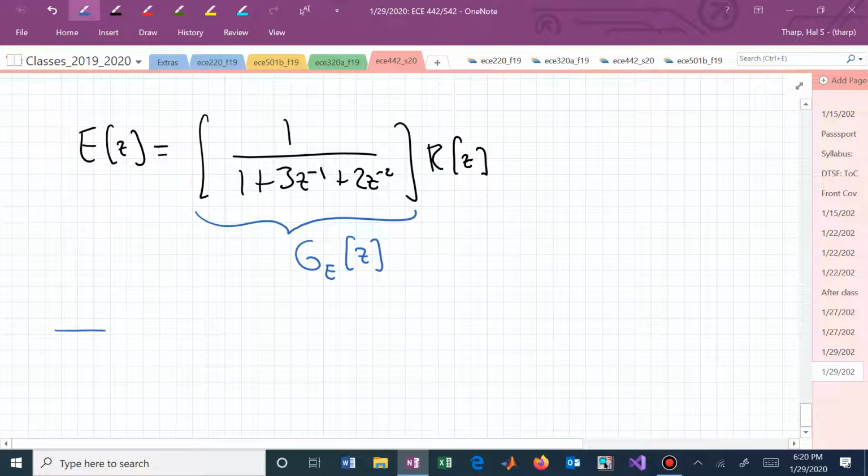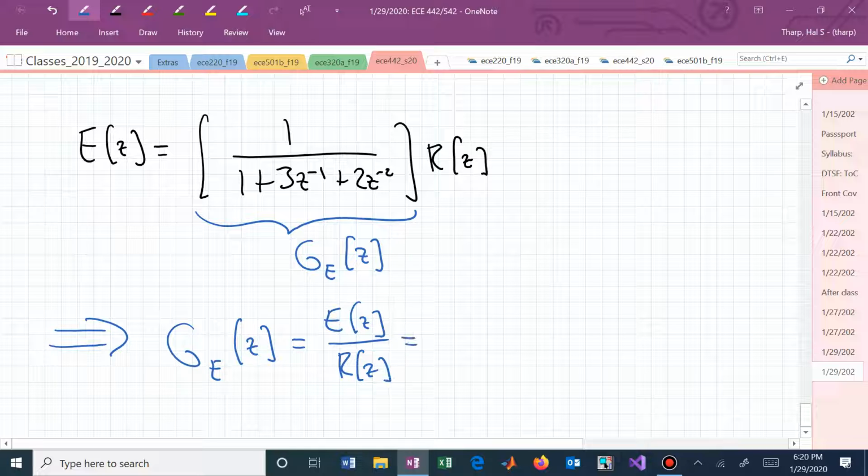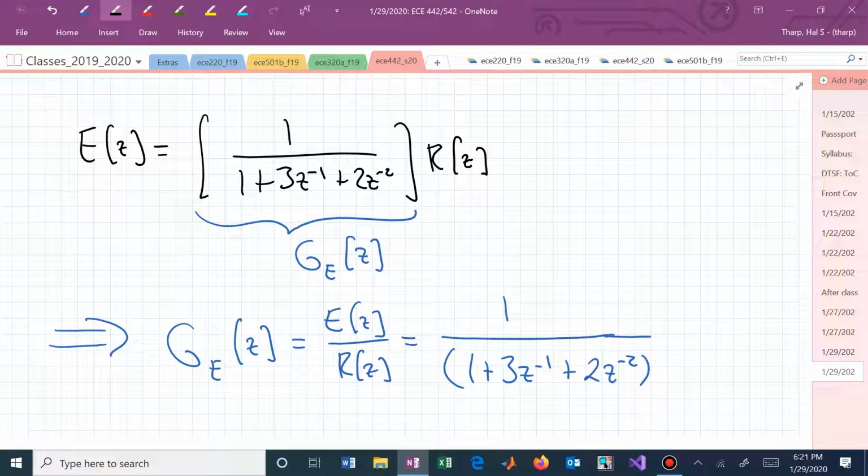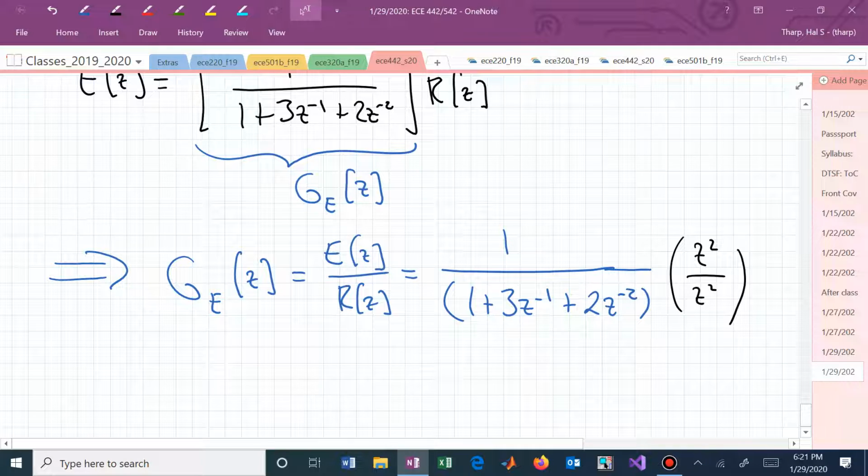But we now can say that this subsystem, G sub E of Z, is E of Z over R of Z, which is equal to 1 over 1 plus 3 Z to the minus 1 plus 2 Z to the minus 2. And the convention is usually to write these transfer functions in terms of positive powers of Z. In this class and in signal processing classes, sometimes you do keep things in terms of Z to the minus 1. But here, when we're talking about a system or a subsystem, we might want it in terms of positive powers of Z, and I can create that by multiplying by 1, where 1 is Z squared over Z squared. So that's the convention.